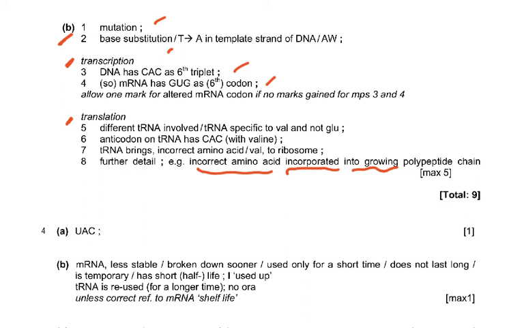So DNA has CAC, which was also in the question. The mRNA will then be GUG. Then a different tRNA is involved, because the mRNA dictates which tRNA with which anticodon is going to come and get attached to it, and so it will bring a different amino acid.